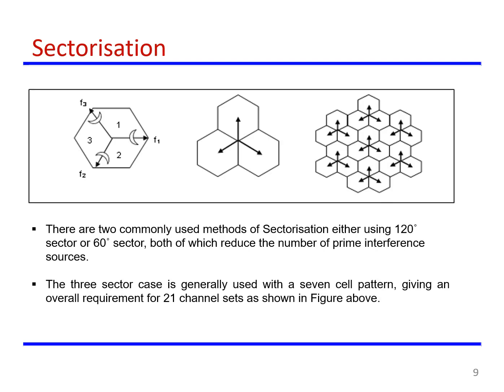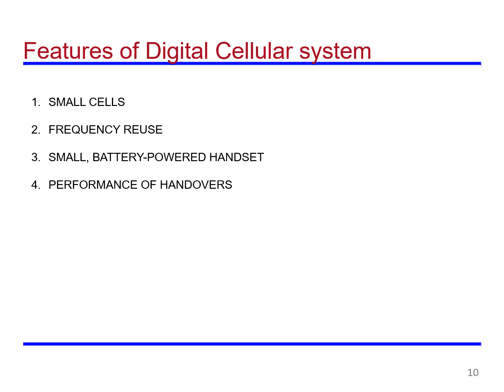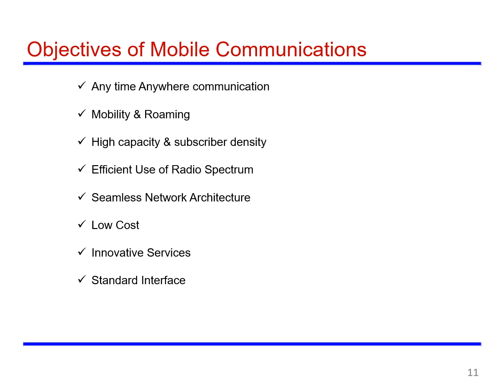One more benefit of sectorization is not only increasing the capacity, but at the same time optimum frequency reuse will take place, and when it comes to co-channel interference, we are able to reduce the co-channel interference. Now, these are the features of the digital cellular systems: small cells, frequency reuse, small battery-powered handsets, and performance of hours. So objectives, we all know this.